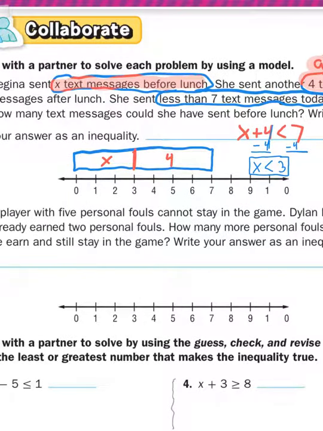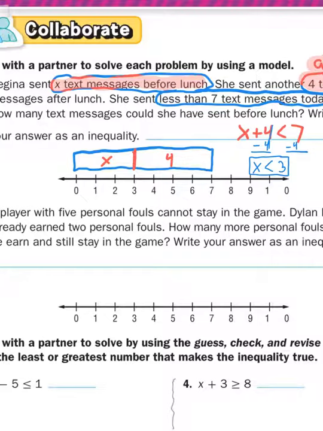Now remember when I looked over here, how here was my 3, and x had to be less than it. All right, now since it's text messages, it's not going to be 1.5. You can't send 1.5 text messages. So the answer would be 2, 1, or 0. Okay, so that was the first one.